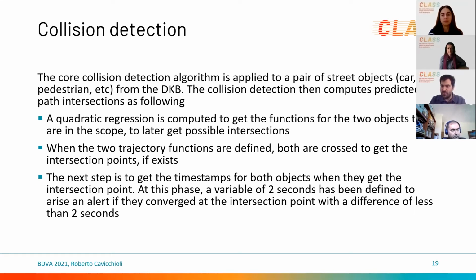And when the two trajectory functions are defined, we cross them, and if an intersection point exists, we get the timestamp of the object, we predict when this should happen, and therefore we can have a decision and say, okay, if within 2 seconds these objects are going to collide, we send a warning to them if they are connected road users, let's say a connected car or a smart car.